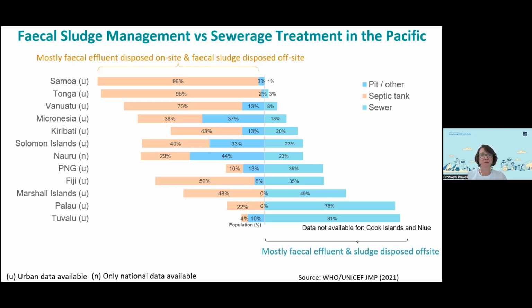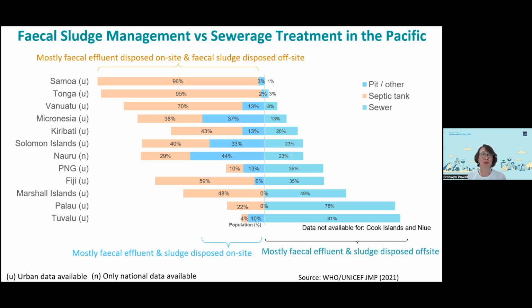There's a few descriptors. Yeah. So this diagram, I should acknowledge Mark Ellery put this together, from JMP data, and it identifies the main types of fecal sludge management that exists in each of the countries in the Pacific Island countries. So we can see up the top the ones with the greatest percentage of septic tank coverage: Tonga, Samoa, Vanuatu, and then down the bottom those that have greatest percentage access to sewage systems, so Tuvalu, Palau, some of the atoll countries.